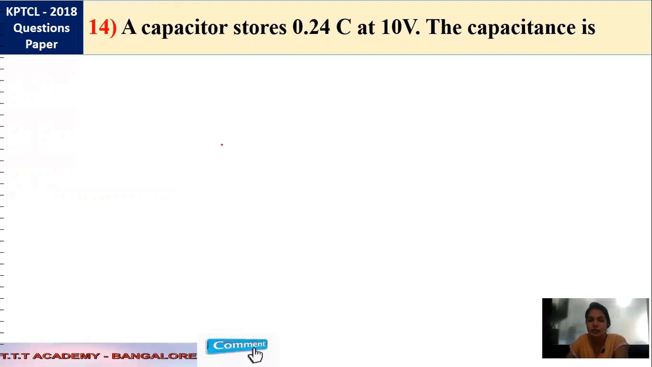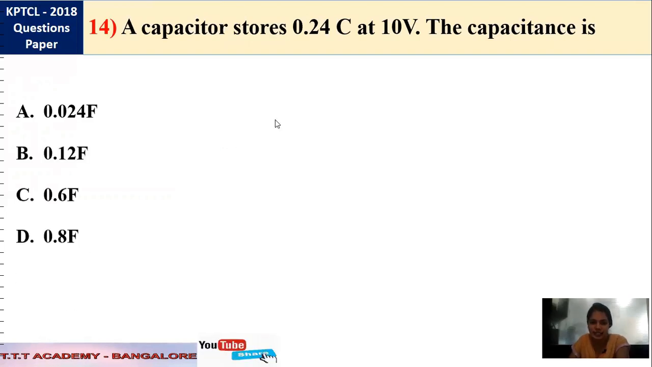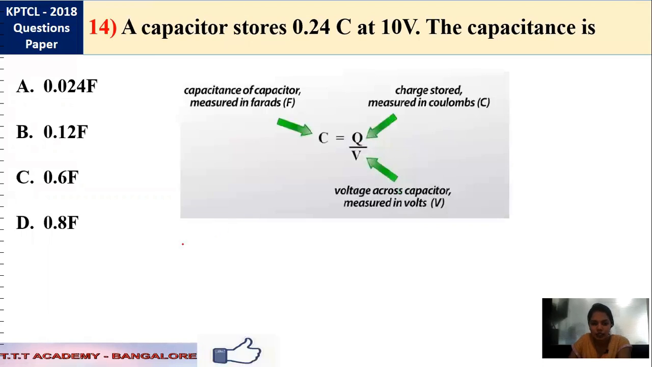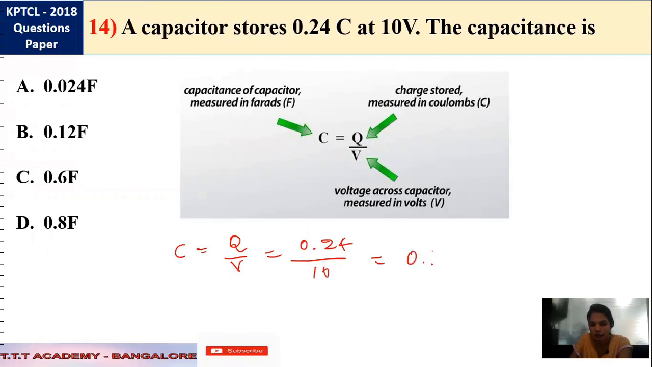A capacitor stores 0.24 coulombs at 10 volts. We know that the capacitance is given by Q divided by V. What is the Q here? 0.24 coulombs divided by the voltage, 10. So it will become 0.024 farads. So the right answer to this question is option A, 0.024 farads.